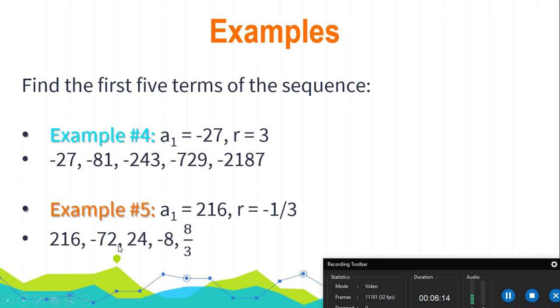It is common for you to have a sequence of integers and then all of a sudden end up with a fraction, and then it'll be fractions from that point forward. So don't think that you did anything wrong. This is quite normal.